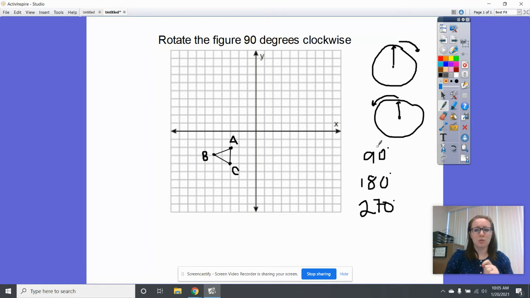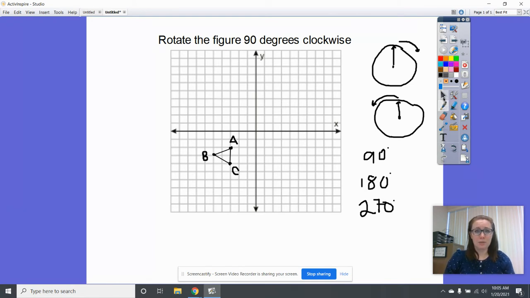Definitely not the only kind. You certainly could be given any kind of degree measure. But in this video, we're just going to talk about these easier ones. So once you know the direction and how far, then you can actually start rotating. There are multiple ways to think about how to rotate a shape.